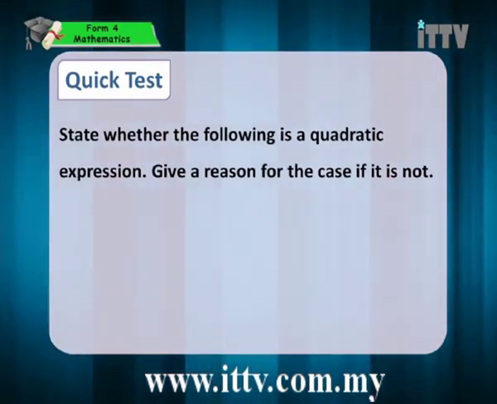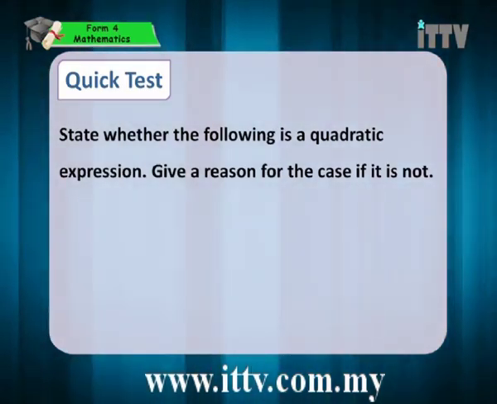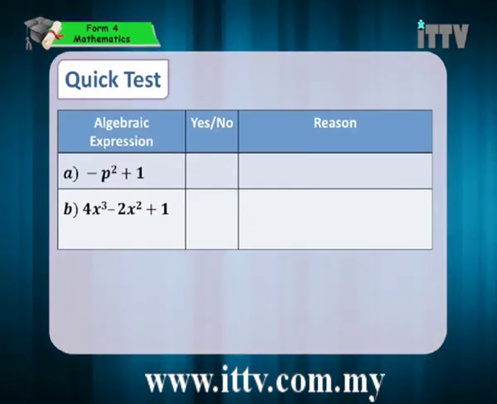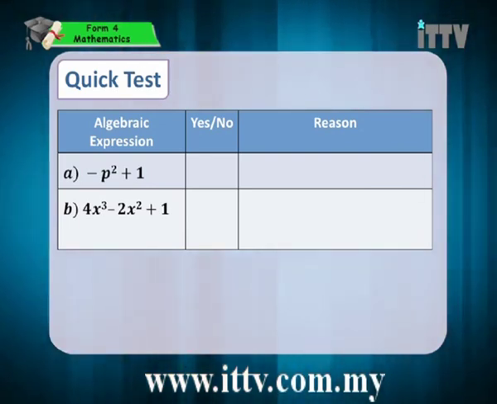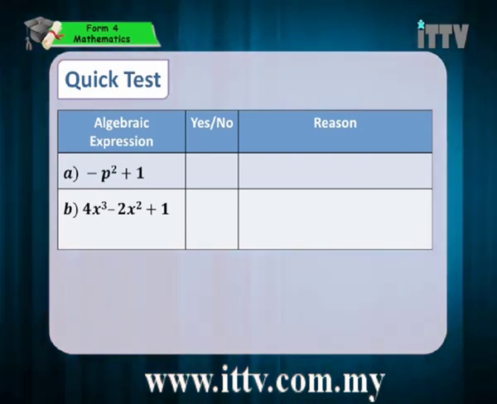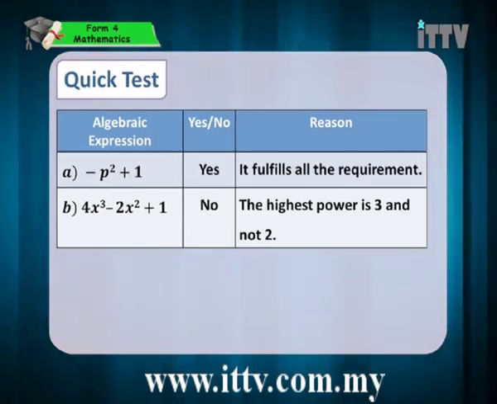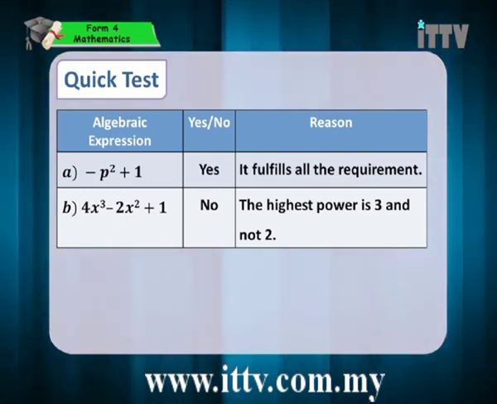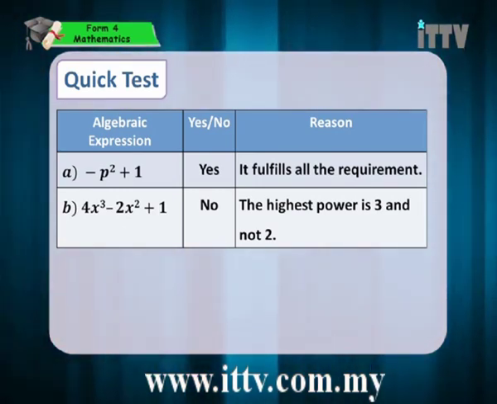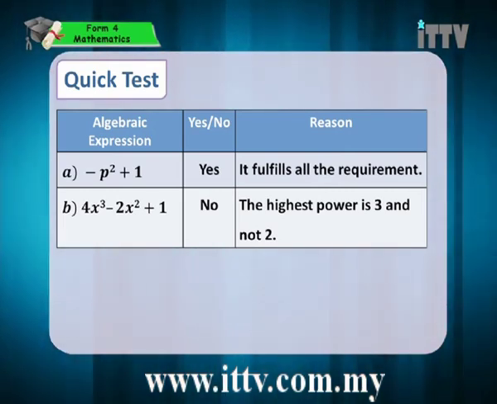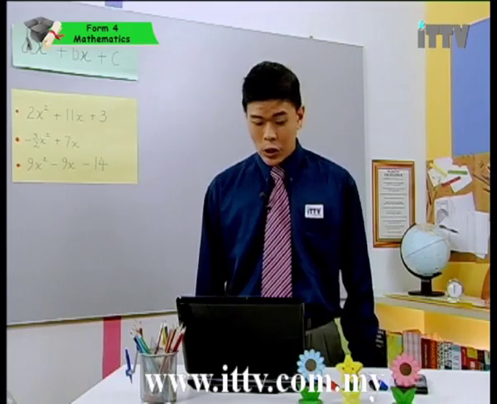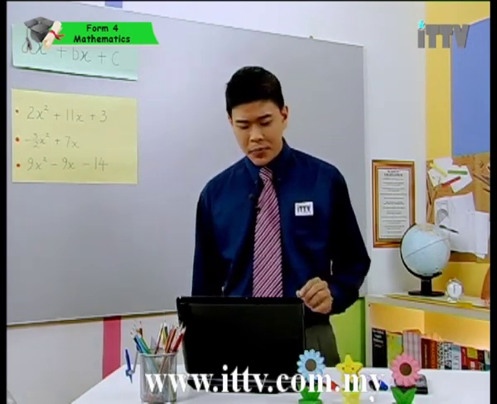State whether the following is a quadratic expression and give a reason if it is not a quadratic expression. I'll leave you for some time. You attempt the questions. Alright, in A, negative p squared plus 1. Yes, it is. All the requirements are fulfilled. In B, 4x cubed minus 2x squared plus 1. Yes or no? No, because the highest power in this expression is 3.